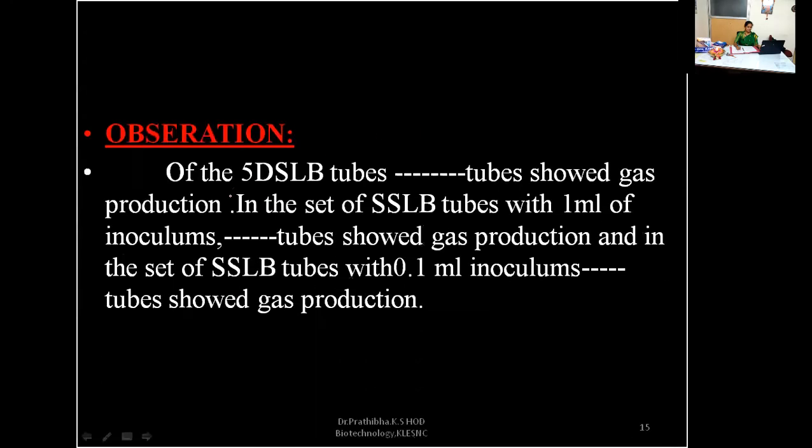Now the observation is that of the 5 double strength lactose broth tubes, 4 tubes showed gas production. In the set of SSLB tubes with 1 ml of inoculum, 2 tubes showed gas production, and in the set of SSLB tubes with 0.1 ml of inoculum, 0 tubes showed gas production. So 4:2:0, we got the 20 MPN index per 100 ml.